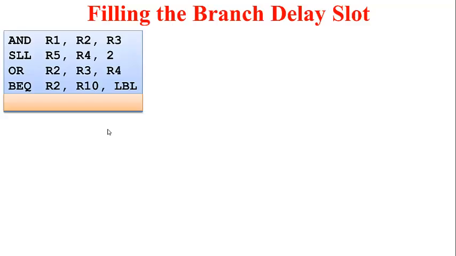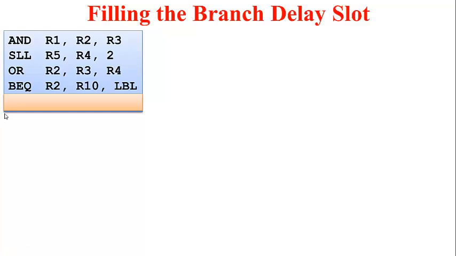Let us discover these constraints and how the compiler might be filling the branch delay slot by looking at a few examples. So here is the first example sequence of instructions: AND, SLL, OR and branch equal, and this is the branch delay slot. Look at these sequence of instructions and tell which is a potential candidate for going in the branch delay slot.